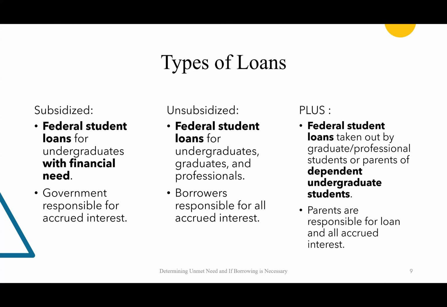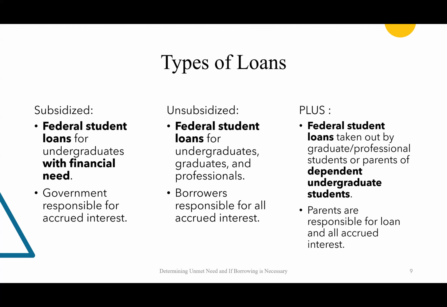and while it is in forbearance as well, if that's an option for you. Next is unsubsidized. Unsubsidized is also a federal student loan for undergraduates, but also for graduates and professionals. What makes the unsubsidized different from the subsidized is that in this case, borrowers would be responsible for all accrued interest. We'll go over those rates a little bit later in the presentation.